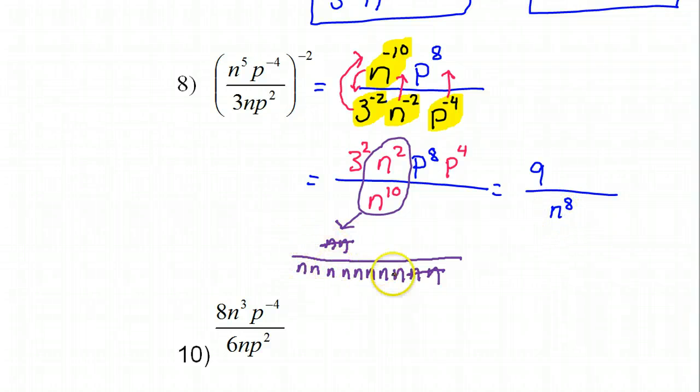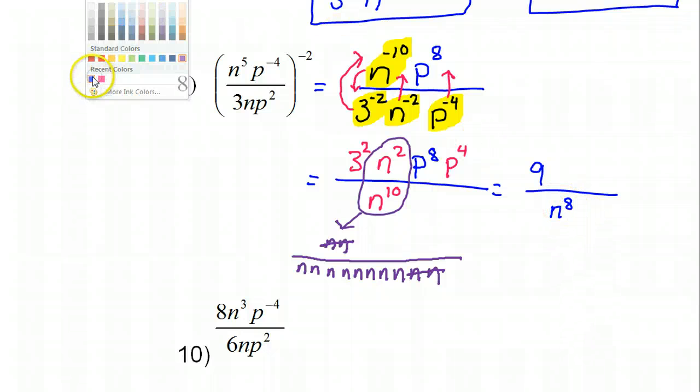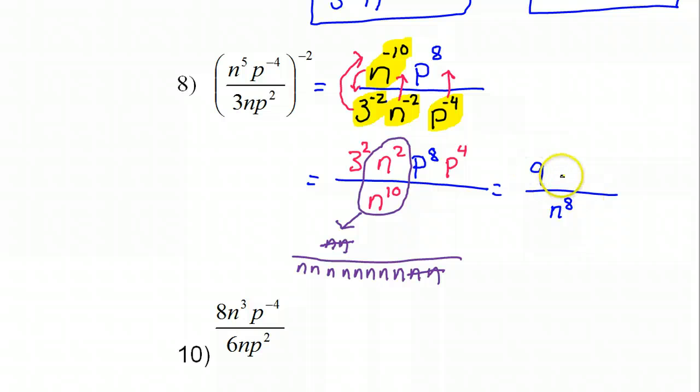I don't recommend writing this out all the time. You see how tedious that was. But if you picture it in your mind, I think you can do it. So that's why it's n to the 8th power. Anyway, the p's, of course, I'm just going to add these. So I will get p to the 12th power. And that is our final answer.